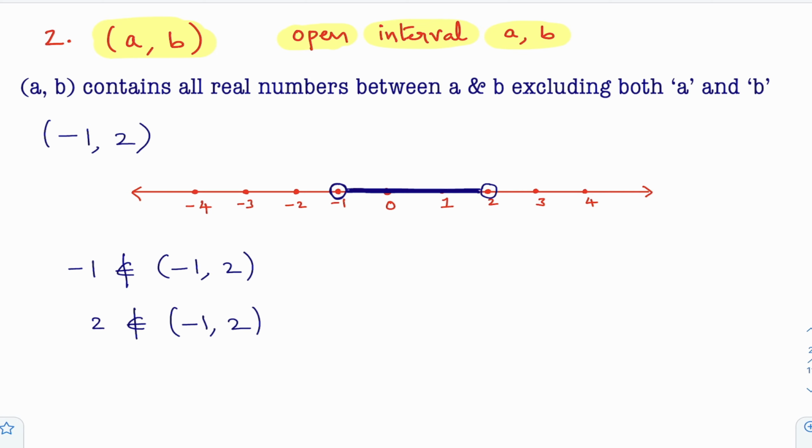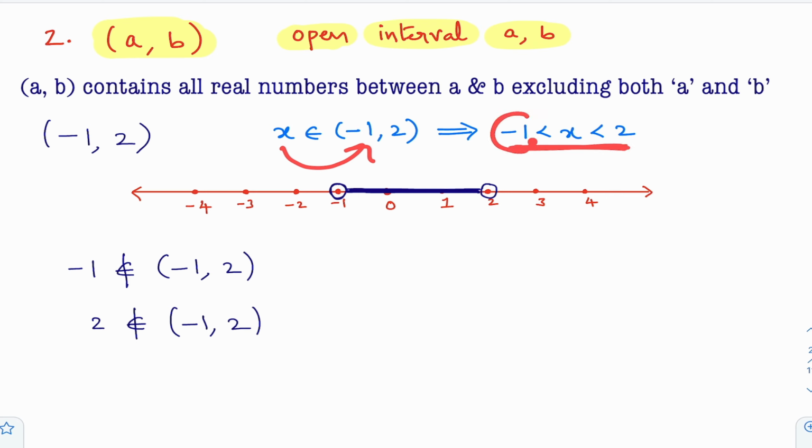Similarly, if you see this notation, x belongs to open interval minus 1 comma 2, how do we write this? Here it is an open interval. In this, minus 1 is not included. So we write it as minus 1 strictly less than x strictly less than 2. This indicates that x lies in between minus 1 and 2. Minus 1 is not included, 2 is also not included.